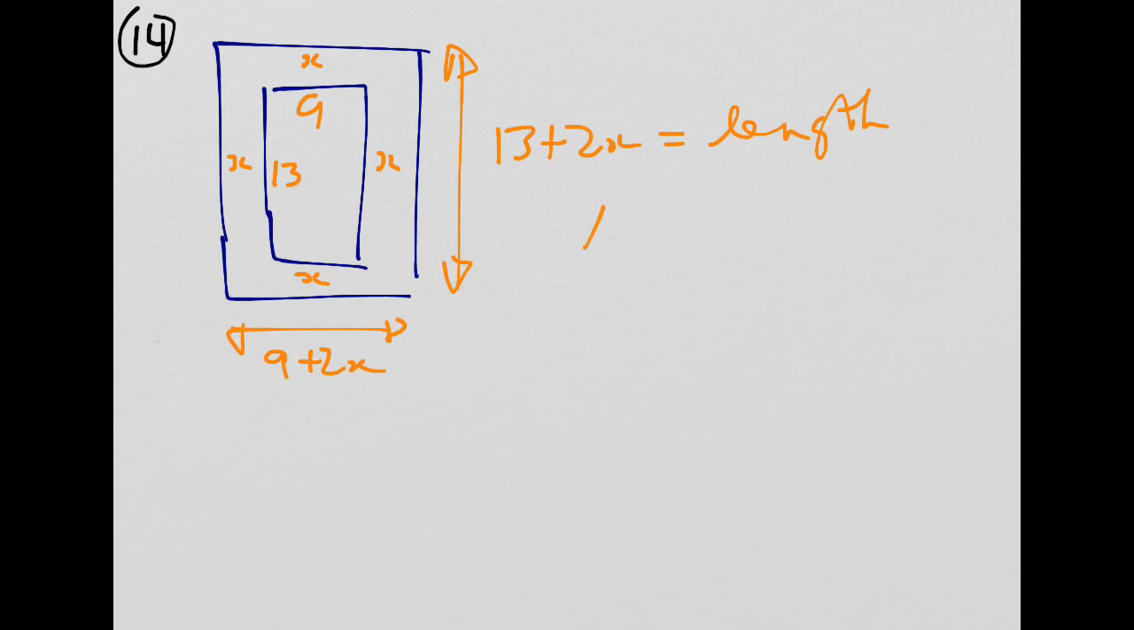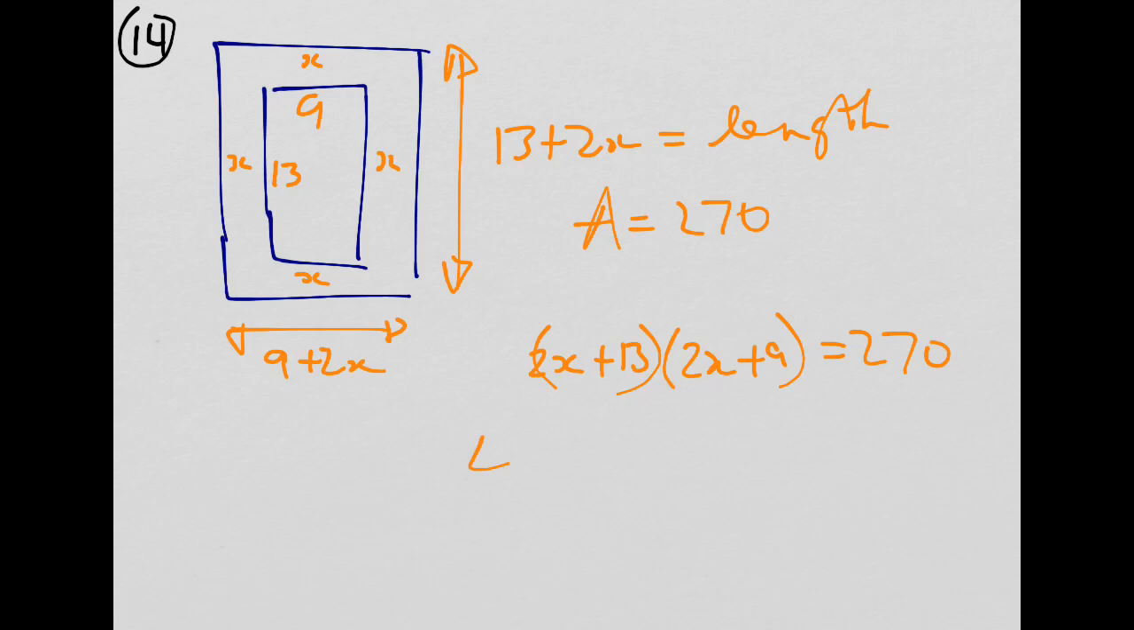We're also told that the area of the whole card is 270. So if I now take these numbers, the 9 plus 2x and the 13 plus 2x, and multiply them together, then that should equal 270. So I'm going to write it as 2x add 13 times 2x add 9. That's got to equal 270.